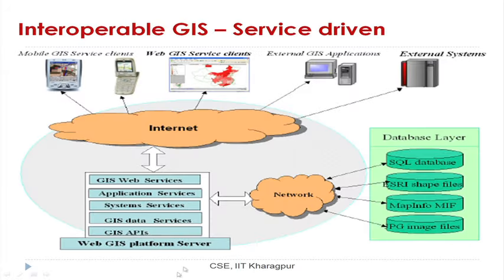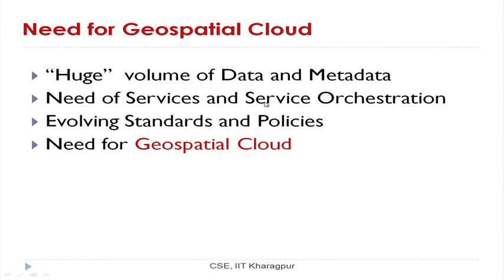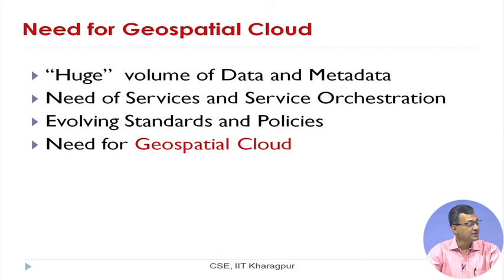So, in other sense, what we need, there can be different ways of accessing the data, there can be different instances of repositories. What we harvest here is more of web services or spatial web services, which can take requests from here, talk to the backend databases and serve the data, right. So what we see is a huge volume of data and metadata, need of services and service orchestration, because my business rule may not be just find a shortest path. I can have a series of services or processing services to be initiated, and evolving standards and policies. This basically leads to a need for a spatial cloud, or geospatial cloud.